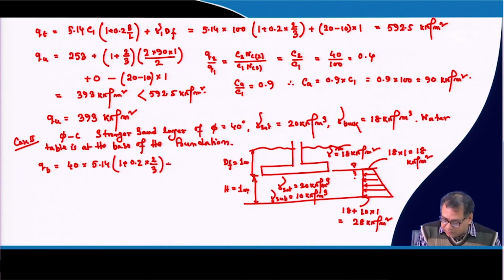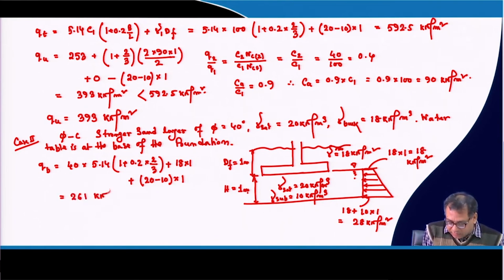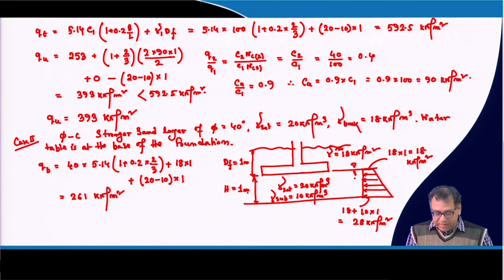For the top one, that is gamma into dF, that is 18 into 1, because that is above the water table. Gamma bulk means above the water table, and then for the saturated one, that is submerged, 20 minus 10 into 1. That will give you 261 kilonewton per meter square. So, I have calculated the QB part, and I have also shown how I will calculate the passive pressure resistance part.